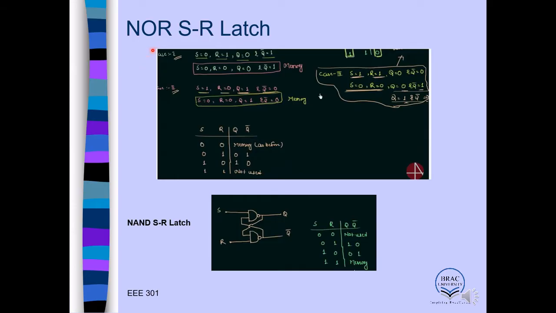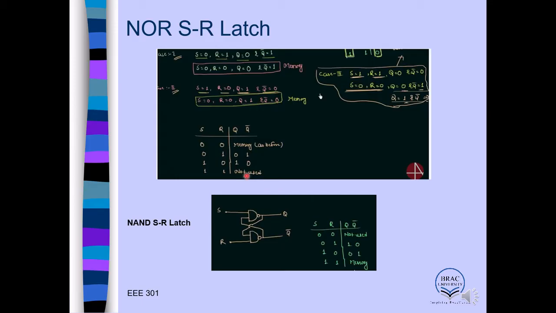So for the NOR SR latch, this is the summary of what we discussed already, case 1, case 2 and case 3. We have an invalid state for this situation: S equals 1, R equals 1, not used. And if 0 0, this is called memory. 0 1, we got 0 1, 1 0, we got 1 0, and for 1 1, this is not used.